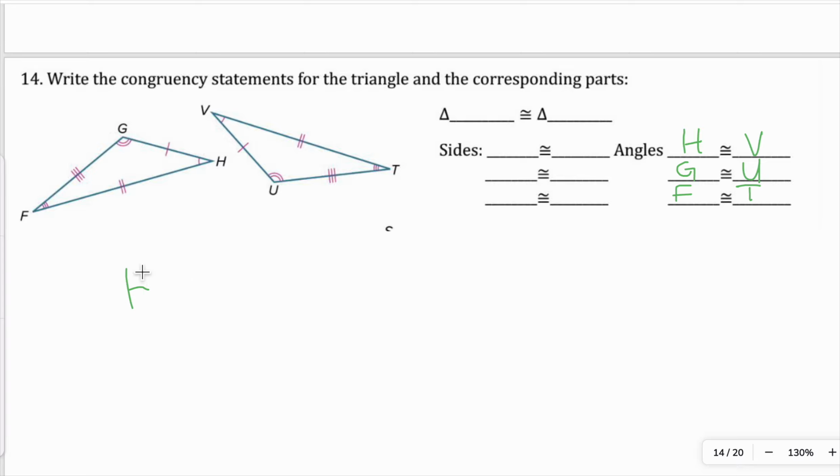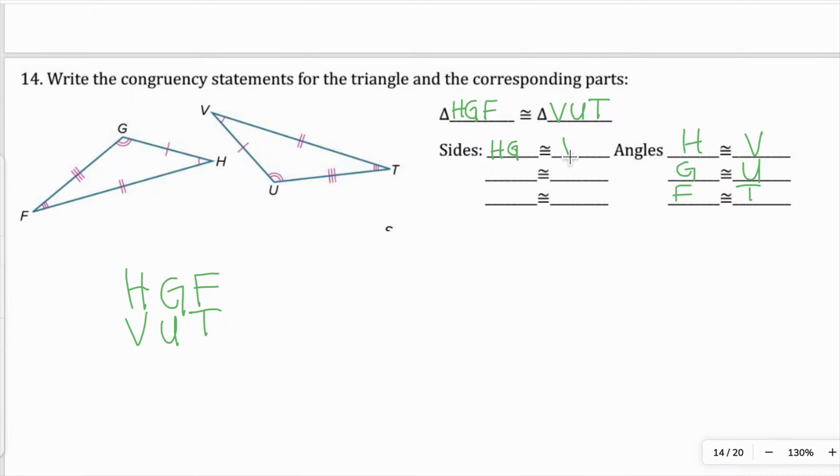So H, G, and F. H matches with V, G matches with U, and F matches with T. That's going to help me write my congruency statement. H, G, F is congruent to V, U, T. And then that's easier to write my sides.